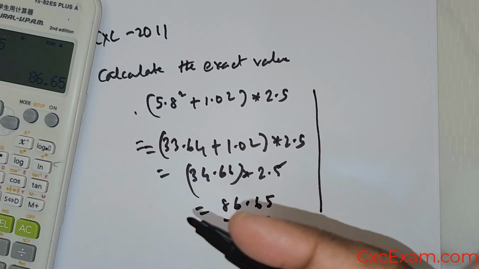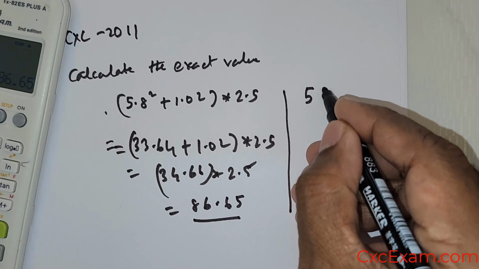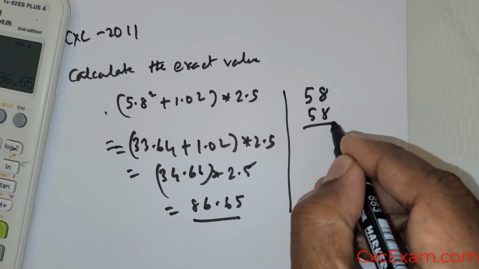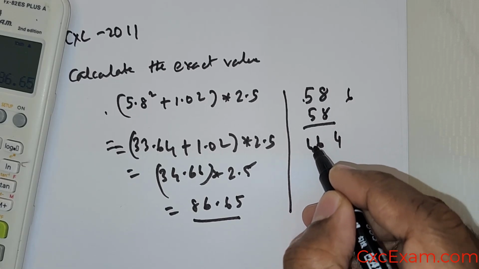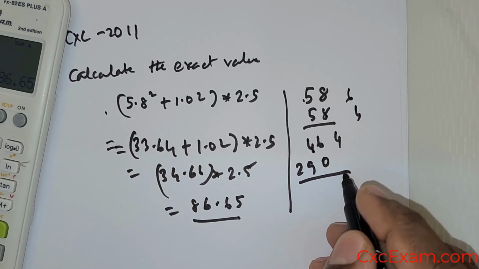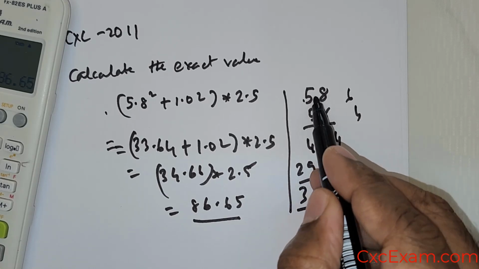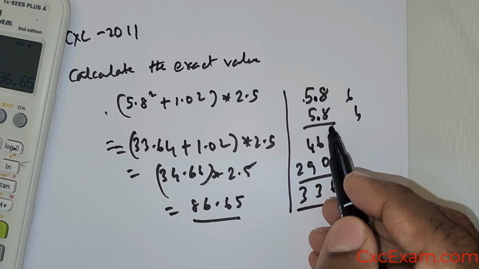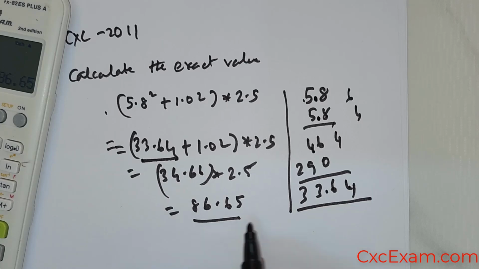Now, if in case you don't have a calculator, take 5.8 as 58. 8 8s are 64, 6, 8 5s are 40, 46, 8 5s are 44, 25, 29, 4, 6, 13 and 3. Now you have a decimal point and a digit, so 1, 2, 3. So you get 33.64. Then you add 1.02.